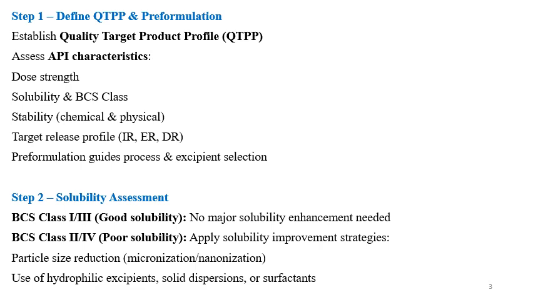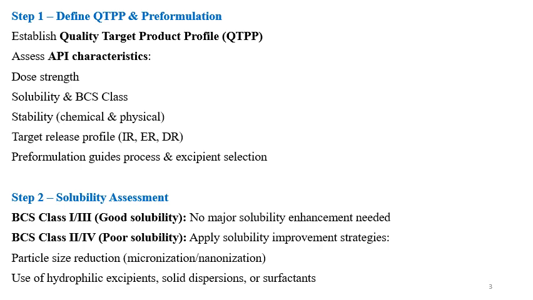Stability involving the chemical and physical stability, then target release profile. The product is immediate release, extended release, delayed release, prolonged release, or sustained release. Based on that, QTPP parameters are required to be set. Then pre-formulation guides process and excipient selection.